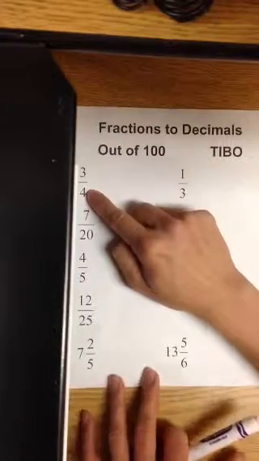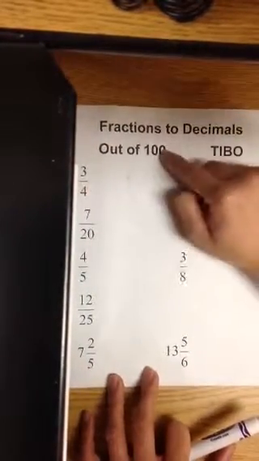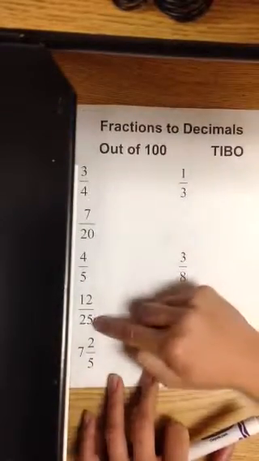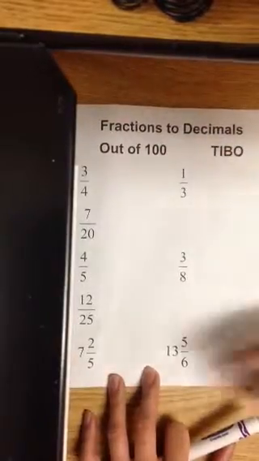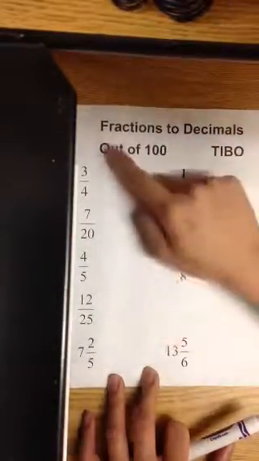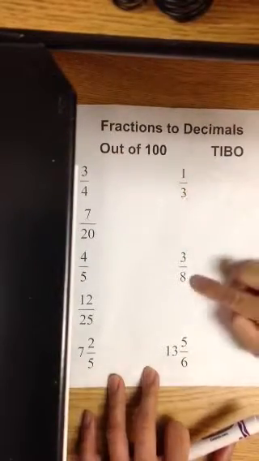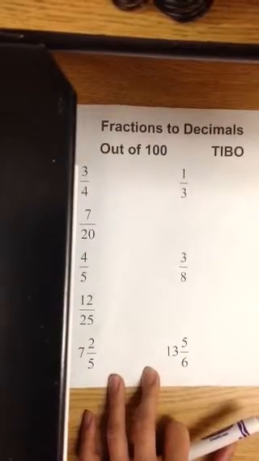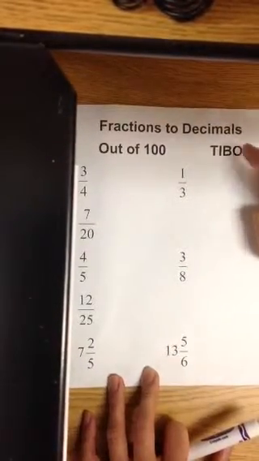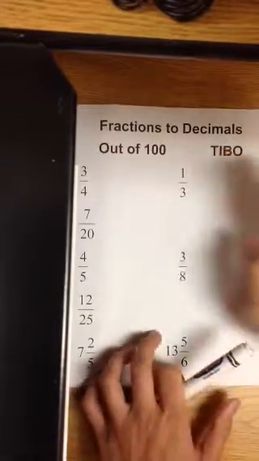Do you see how this denominator 4 goes into 100? Does 20 go into 100? Does 5 go into 100? Does 25 go into 100? Does 5 go into 100? That is the reason why these are out of 100. However, can 3, 8, and 6 go into 100? No. Since they cannot go into 100, you will have to use the Tybo method. We'll talk about the right side in a few minutes.